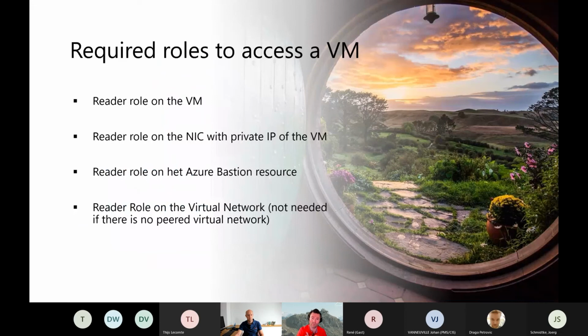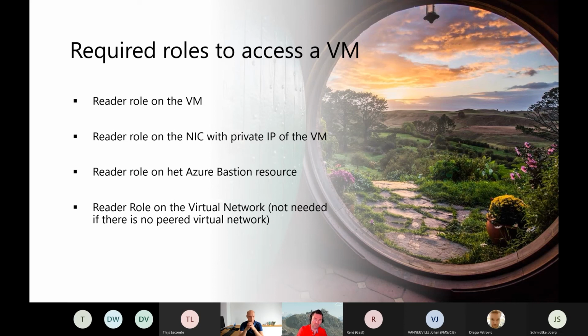Of course, there are also some RBAC rules required when connecting to a Bastion, which you can foresee and use to better protect access control. First of all, the reader role on the virtual machine and on the NIC with the private IP of the virtual machine is required. Next to that, you also need to have the reader role on the Azure Bastion resource itself. And like almost everyone these days, if you're working with peered VNets, at least the reader role on the VNet is required.